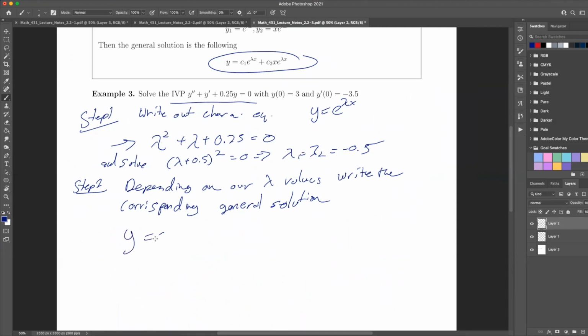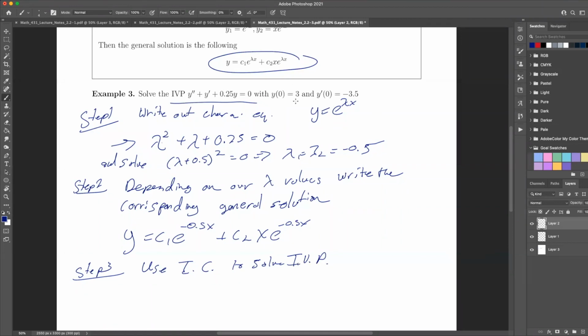So here I'm going to have C1 e to the negative 0.5 x plus C2 x e to the minus 0.5 x. And so here's the general solution. And then step 3, use the initial conditions to solve the initial value problem, aka just solve for your coefficients real quick.